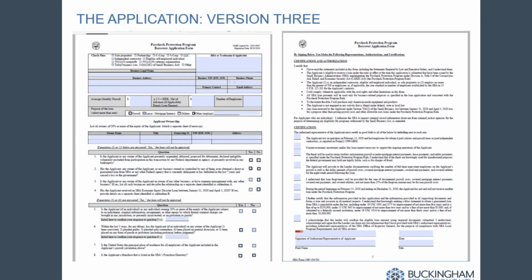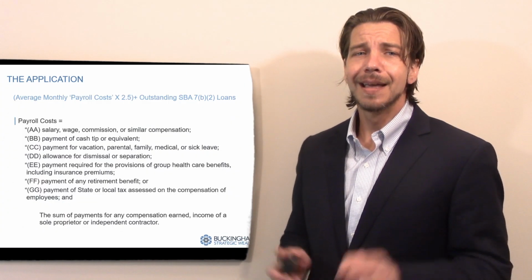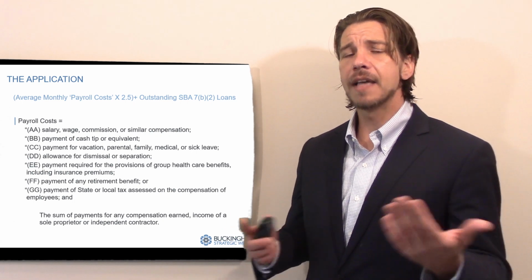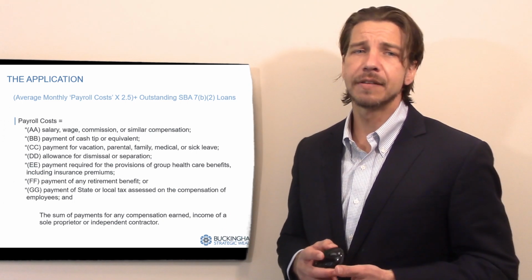So the application is out there. We're actually out on version 3, which is hard to keep track of because that happened over 48 hours, but we've honed in on an application that has been accepted by several SBA 7(a) lenders. And in that application, as we've talked about in the past, one of the most important things is going to be that payroll cost calculation.